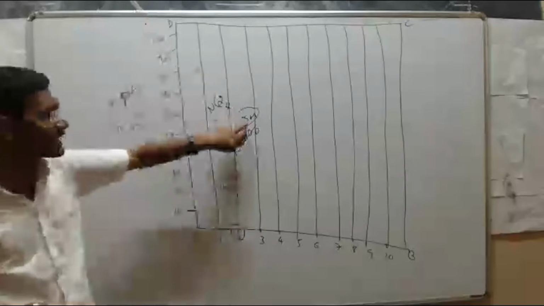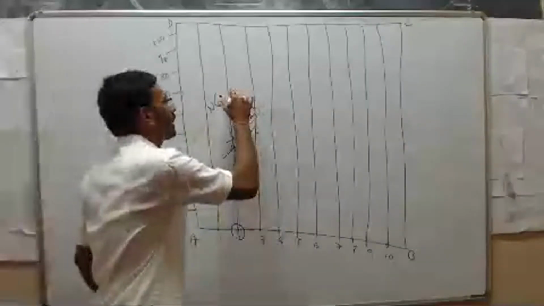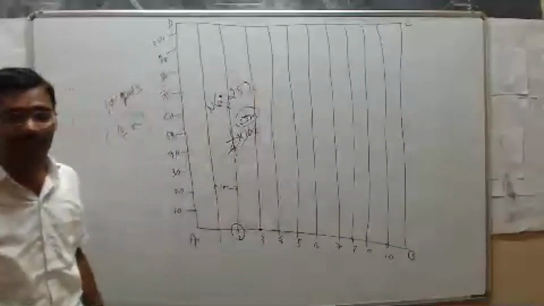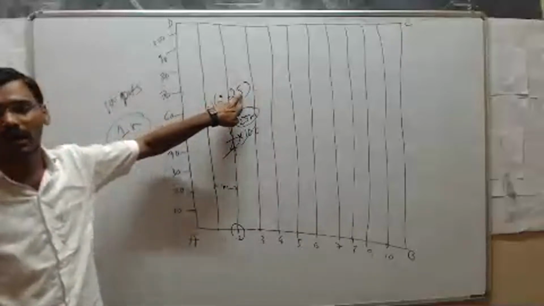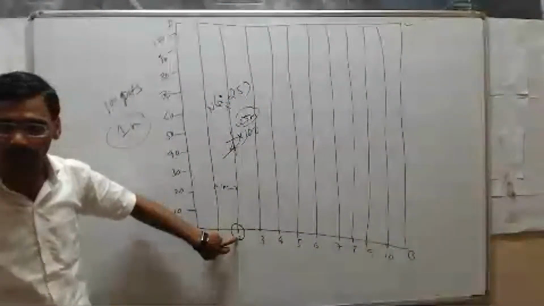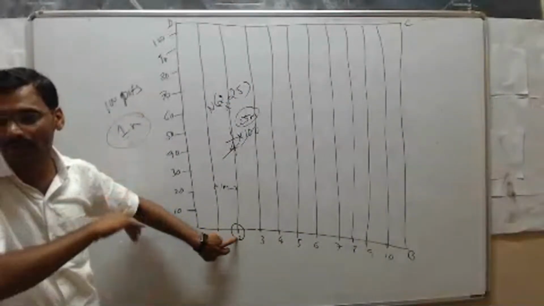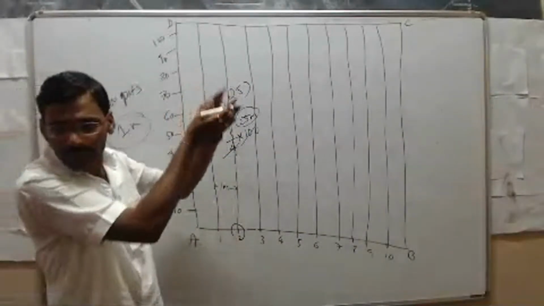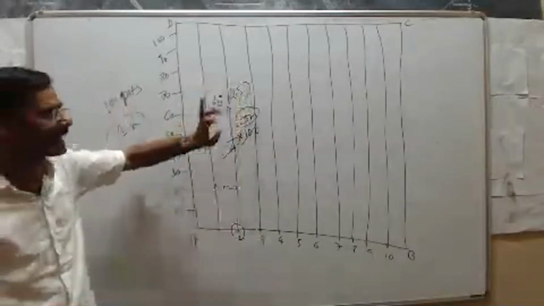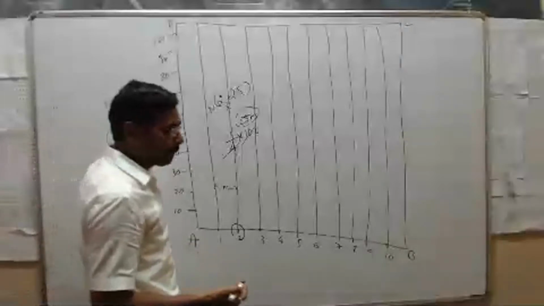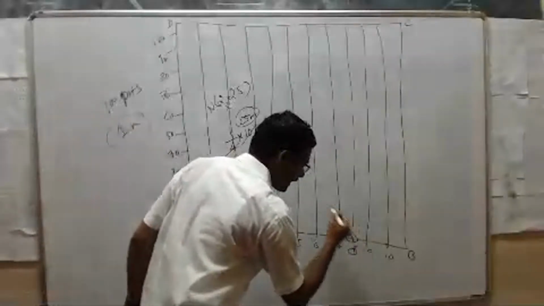Y-axis, how much distance? 25. Therefore, y value is 25. So the coordinates of Niharika are (2, 25): the second line, and 25 meters away from the starting point. Niharika is over. Next, Preet is on the 8th line.